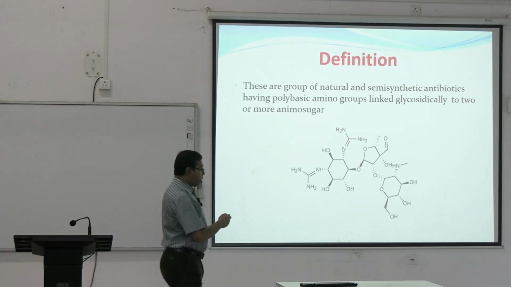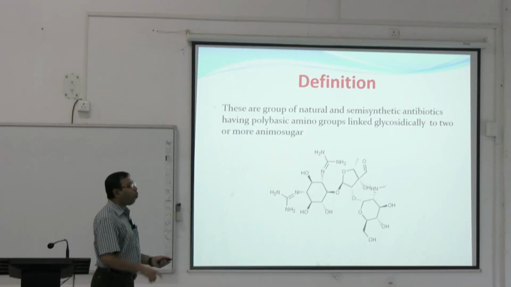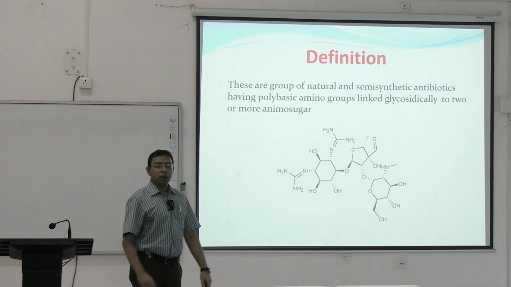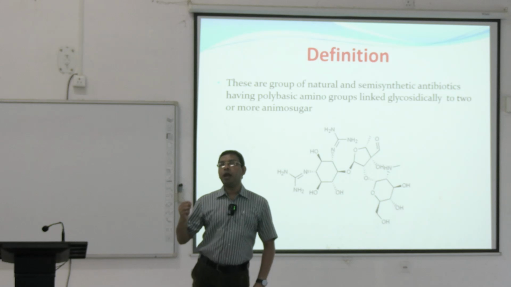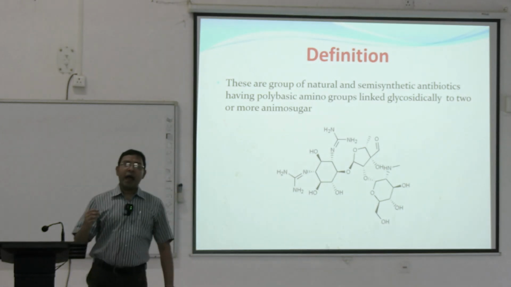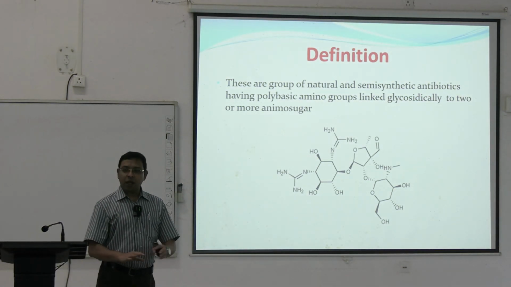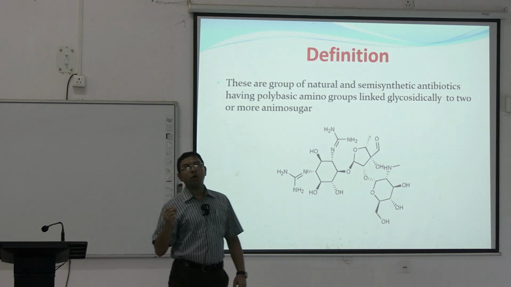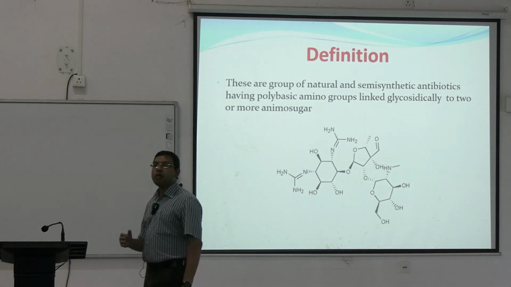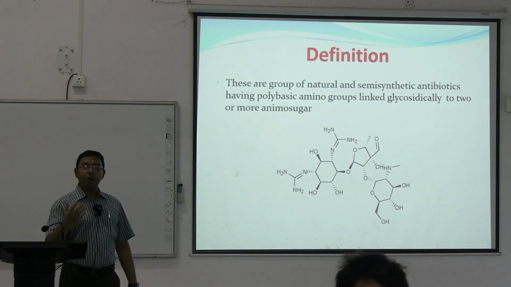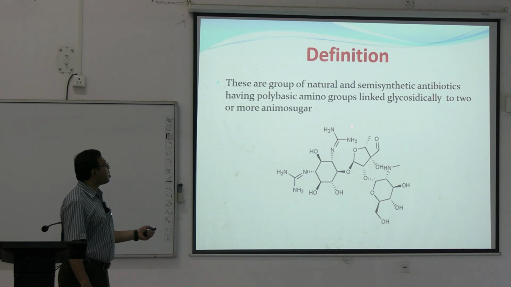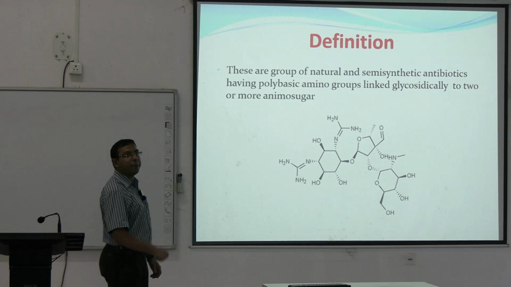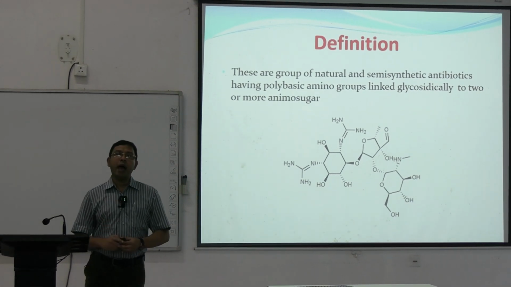These are a group of natural and semi-synthetic antibiotics having polybasic amino groups glycosidically linked to two or more amino sugars. These aminoglycosides can be obtained naturally. They are obtained from soil actinomycetes. In the soil there are actinomycetes organisms, and from these actinomycetes aminoglycosides can be obtained. Apart from this, they can be synthesized in the laboratory. All of these contain glycosidic links, amino sugars and polybasic amino groups. So all these come under the aminoglycosides.